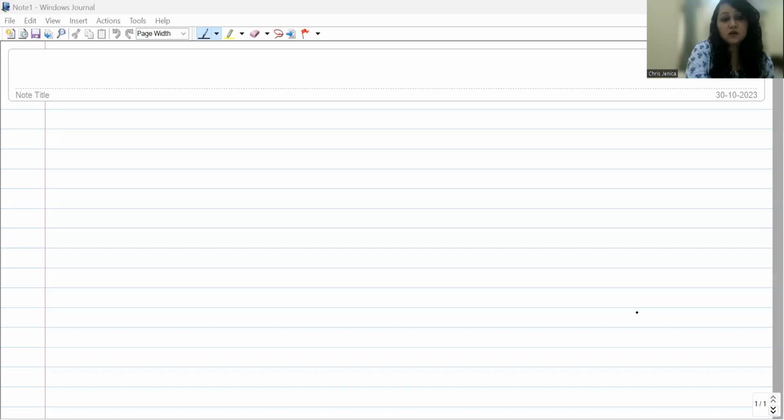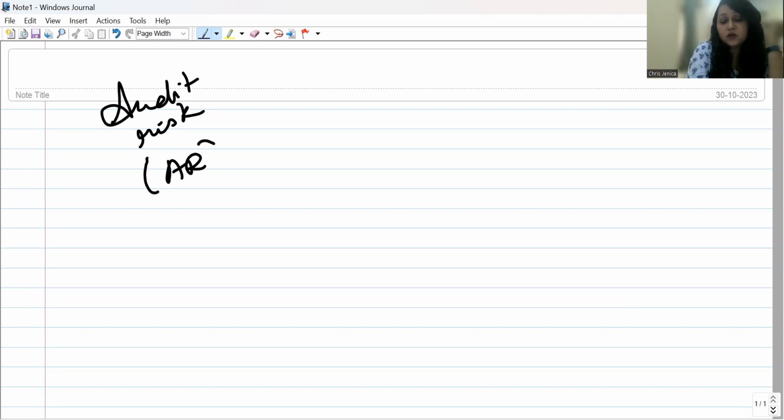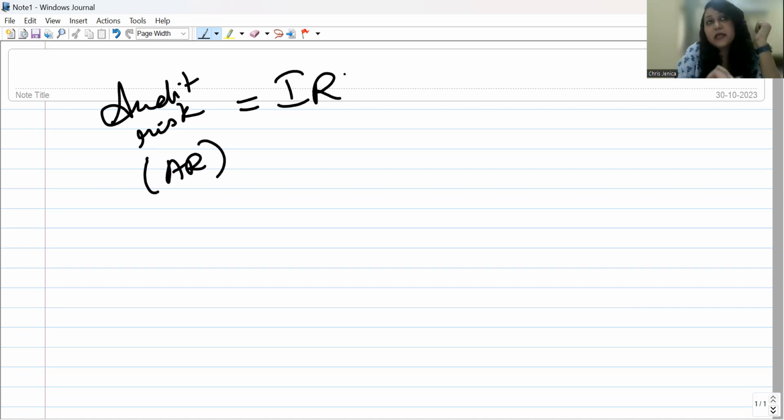So basically, starting with audit risk, it is nothing but the risk of providing an inappropriate audit opinion. So, audit risk is the risk of providing an inappropriate audit opinion. Now, what are the components of this? The first one is inherent risk. Inherent risk is nothing but a risk that already exists in first place.